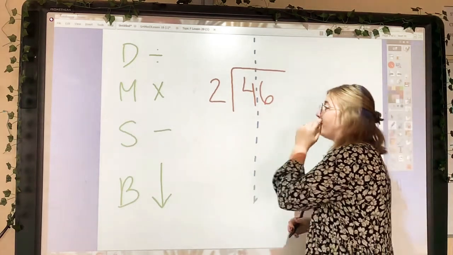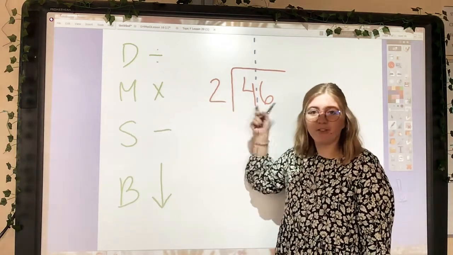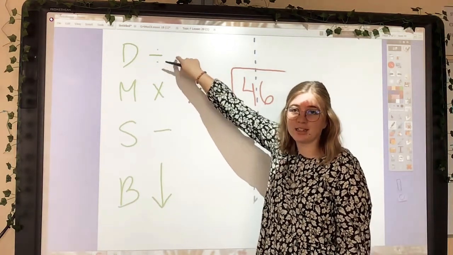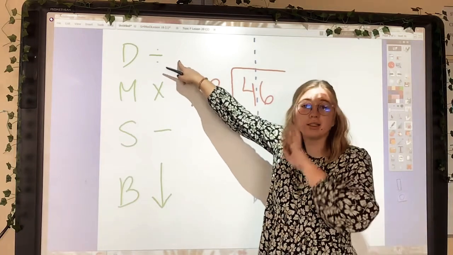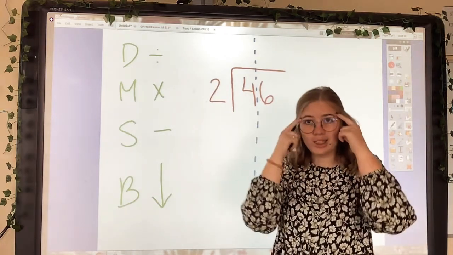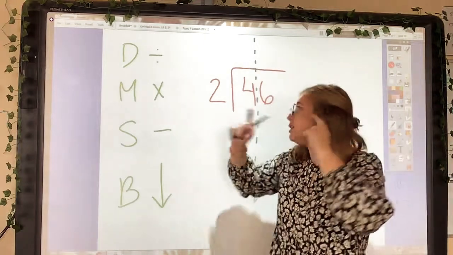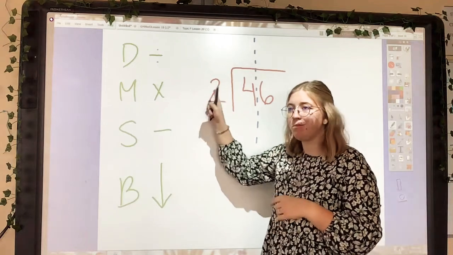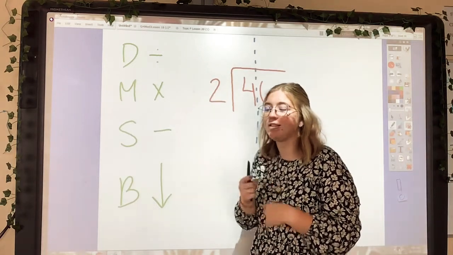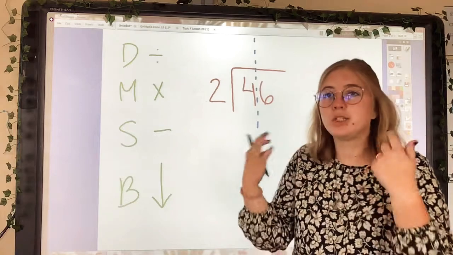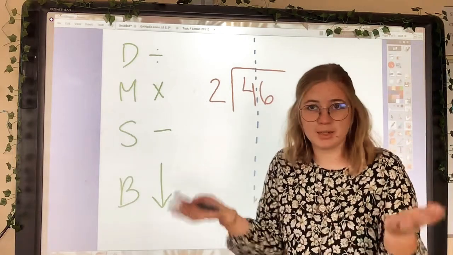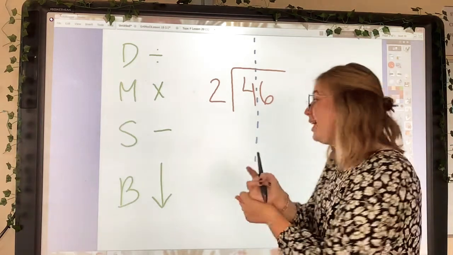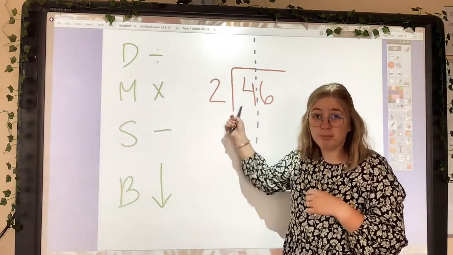So I start by dividing 2 into 4. That's the divide step. Whenever I see the divide step for the standard algorithm division, I should automatically think to myself, how many times does this number go into this number? So I think, how many times does 2 go into 4? I start thinking of my 2's facts. 2 times 0 equals 0. Anything times 0 equals 0, so that's not going to work. 2 times 1 is 2, which technically means 2 can go into 4 one time.